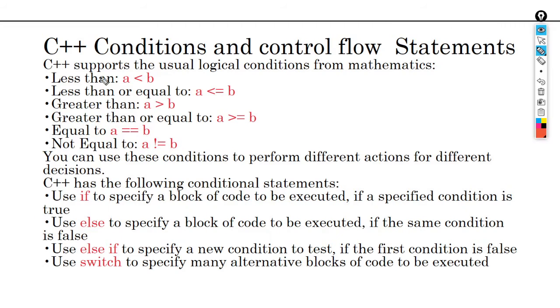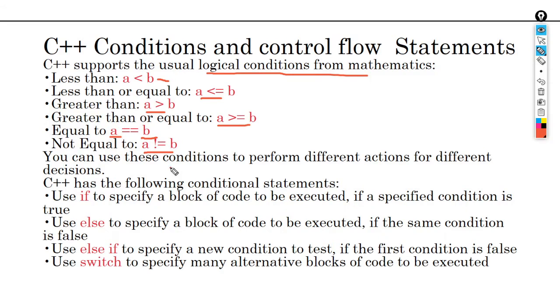Here C++ supports the usual logical conditions from mathematics, and even you can say the relational conditions. That is, a is less than b, a is less than or equal to b, a is greater than b, a is greater than or equal to b. It is checking whether a is equal to b or not, a is not equal to b. These are nothing but some conditions.